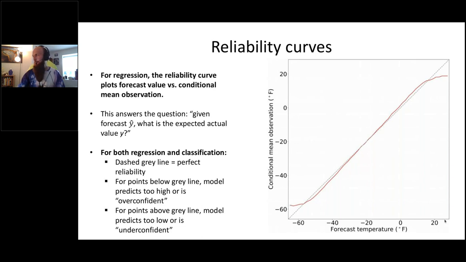And then as you get towards the higher ranges of the prediction scale, when you predict 25 degrees, the conditional mean observation is something like 18. So that means your prediction is too high. Whereas in the middle ranges of this forecast temperature scale, you're pretty good because you're really close to that x equals y line. So for both regression and classification, the dashed gray line means perfect reliability. When you have a point below the gray line, that means your model is predicting too high, or you say that it's overconfident. And for points above the gray line, your model is predicting too low, or you say that it's underconfident.